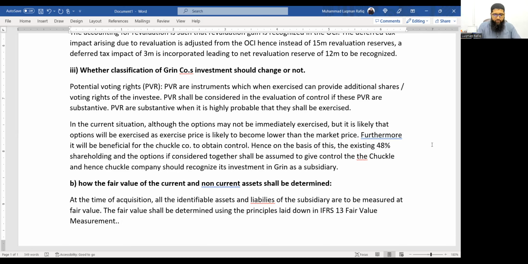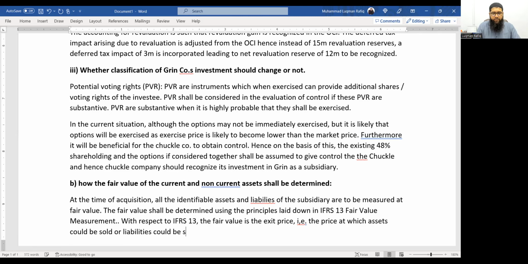With respect to IFRS 13, the fair value is the exit price, that is the price at which assets could be sold or liabilities could be settled between market participants. What do we mean by market participants? Between market participants in an orderly transaction.